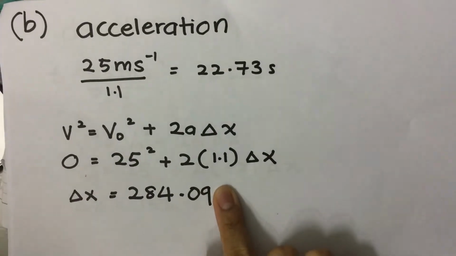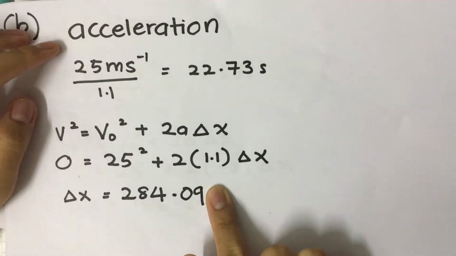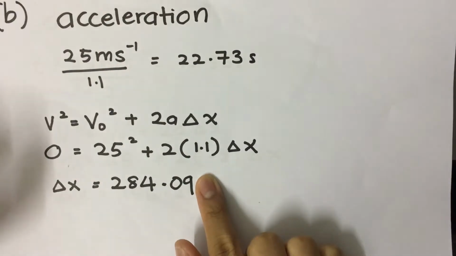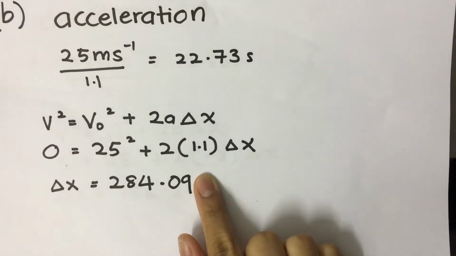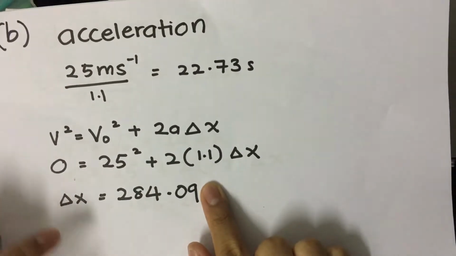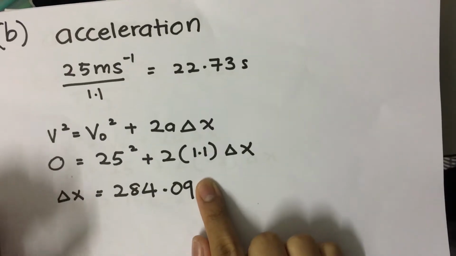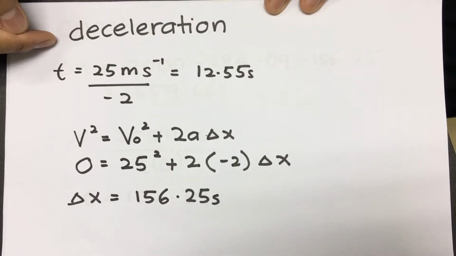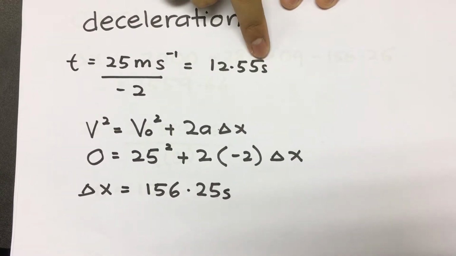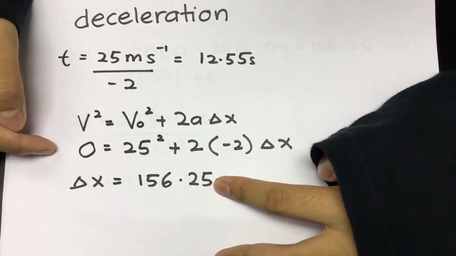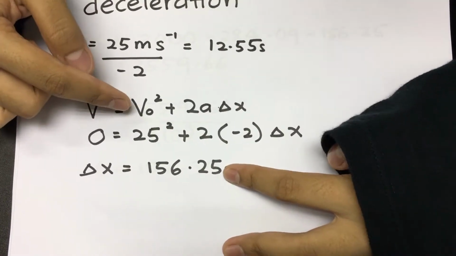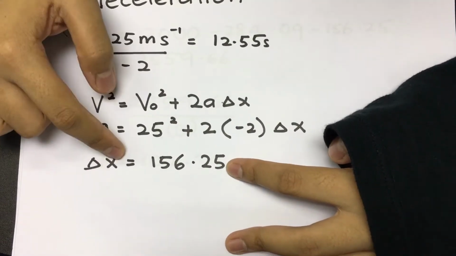For question B, we find the time taken for acceleration by dividing the velocity by acceleration, and we get 22.73 seconds. Then for the delta x, we use the kinematic equation v squared equals v naught squared plus 2a delta x, which gives 284.09 meter. For the deceleration state, we also find the time taken for the train to decelerate, and we get 12.55 seconds. Then for the delta x, we use the same equation, and we get delta x as 156.25 meters.